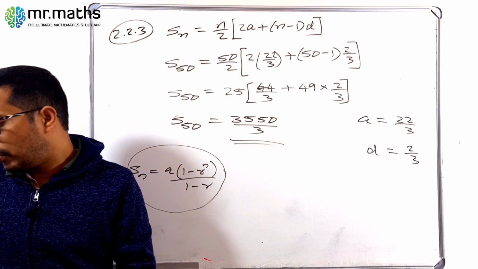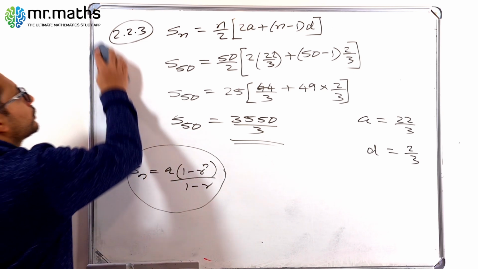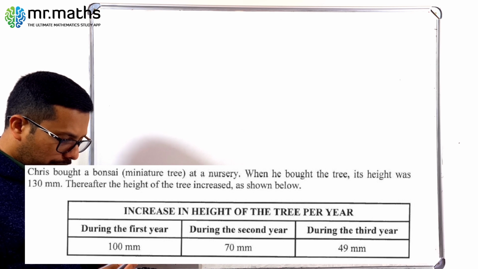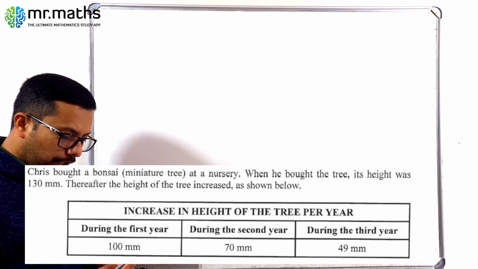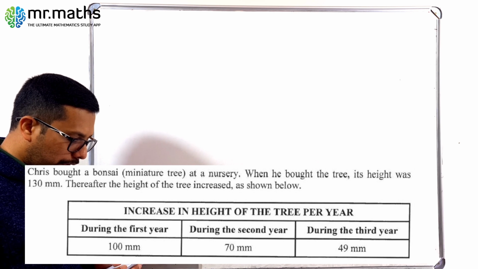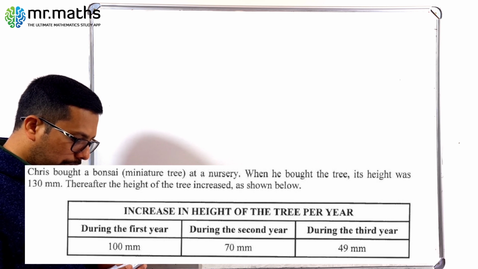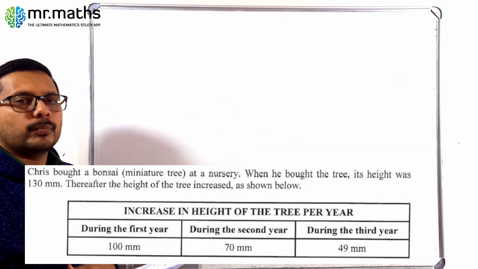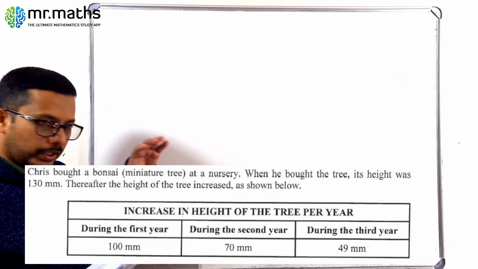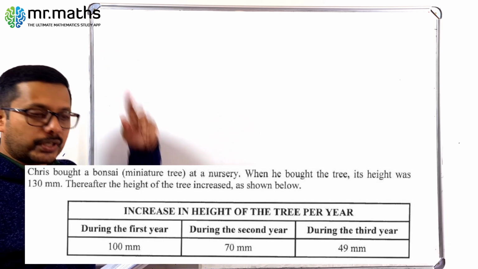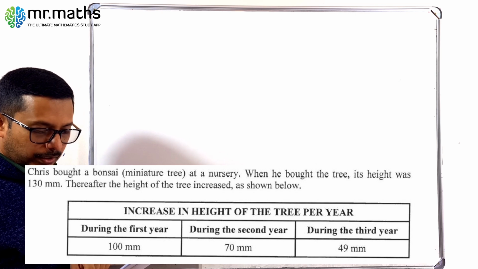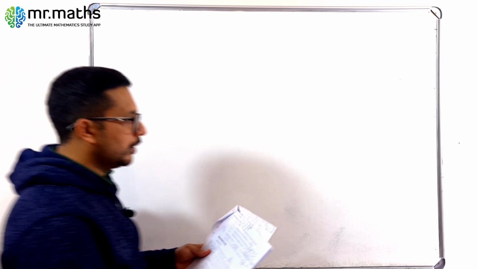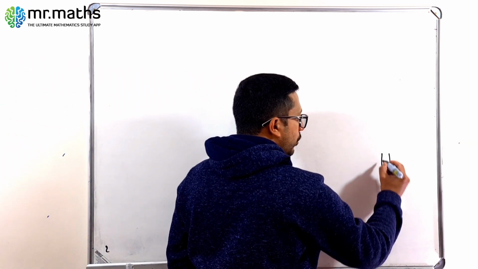Now let's move to question number 3. Chris bought a bonsai at a nursery. When he bought the tree, its height was 130 millimeters. Thereafter, the height of the tree increased as shown below. So Chris bought a bonsai, a small tree that you won't let grow too big. When he bought it, the height of the tree was 130 millimeters.